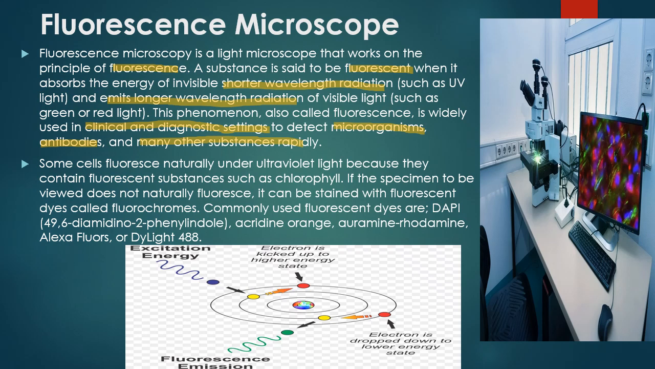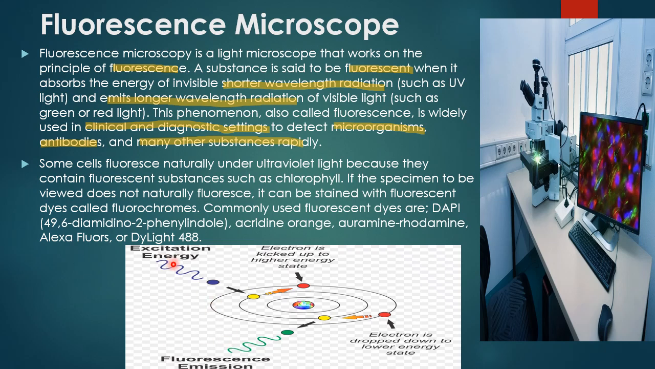Now let me explain this with the help of a diagram. This is the atom of the fluorescent material or fluorescent substance. There is a nucleus in between, there are orbits around, and there is an electron over here. This yellow colored thing is the electron. Now I will produce the shorter wavelength radiation here. The color of the radiation over here is blue. Blue color usually has a wavelength of around 450 to 495 nanometers. It is a shorter wavelength.